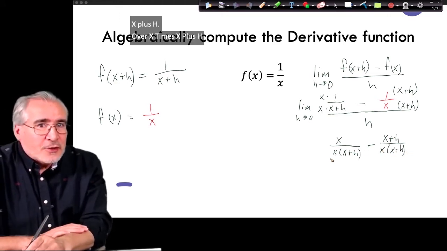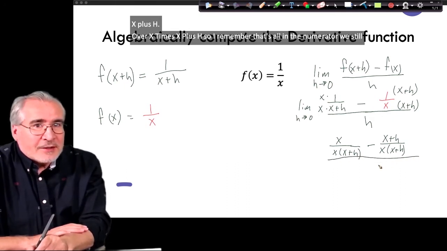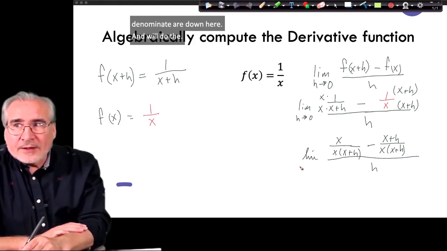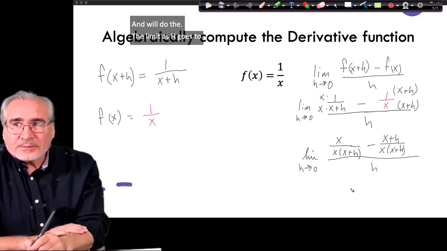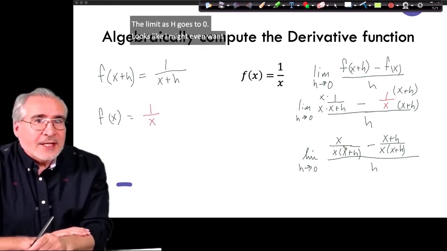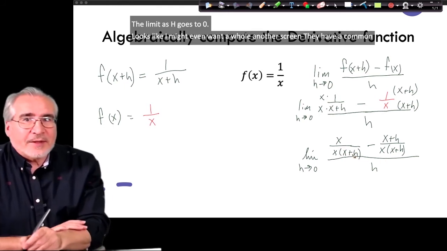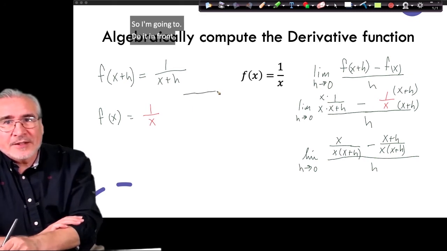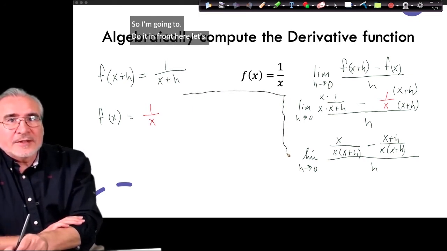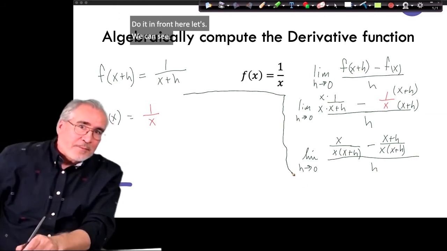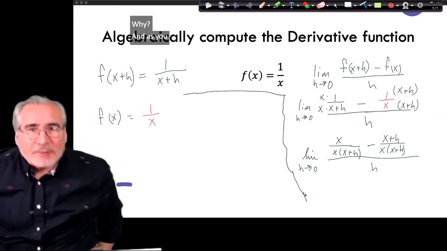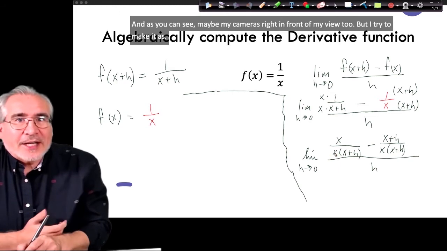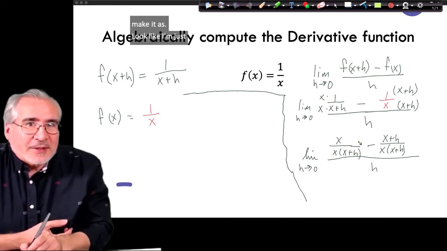So remember, that's all in the numerator. Still have this denominator down here. And we'll do the limit as h goes to 0. Looks like I might even want a whole other screen. They have a common denominator. So I'm going to do an invert here. You can see why. And as you can see, maybe my camera's right in front of my view too, but I try to make it look like I'm just here working some problems, but we have equipment going on.